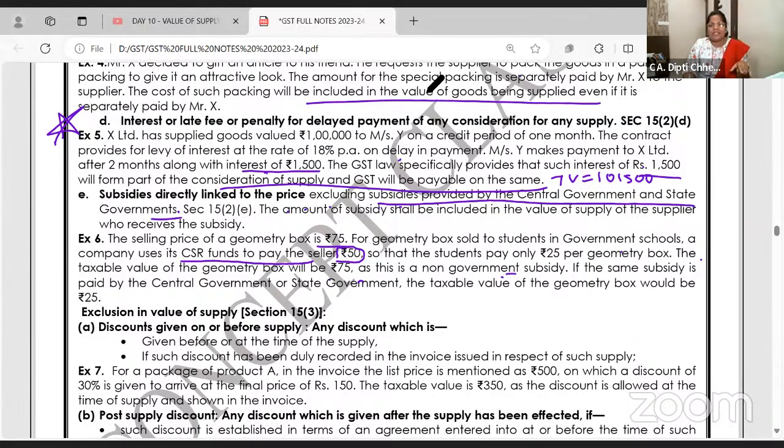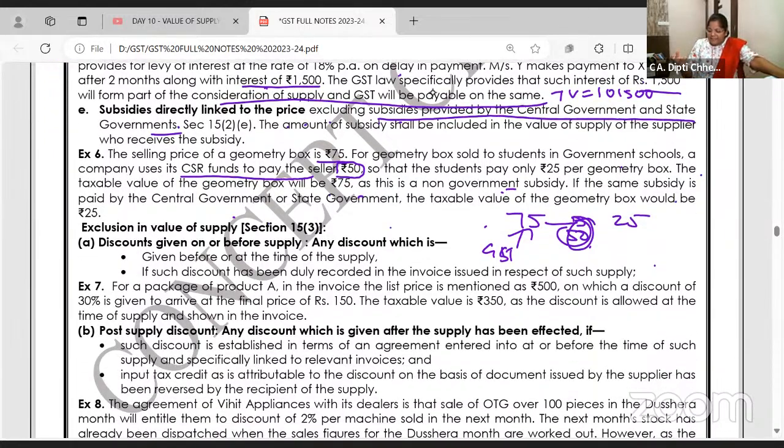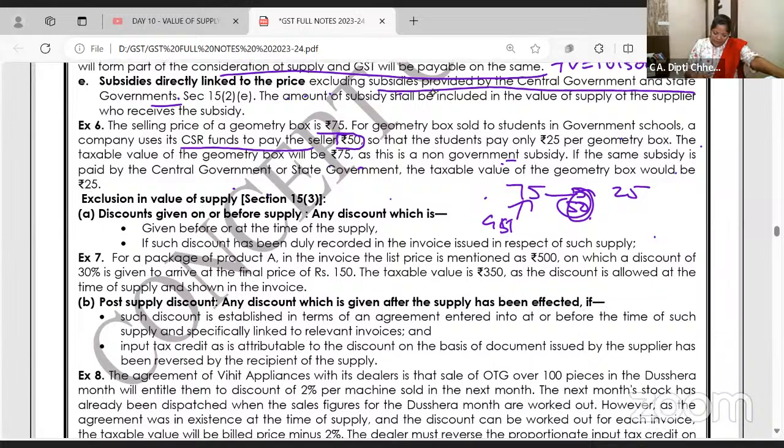Who gave the subsidy, dear student? Company. Company says the 75 rupees geometry box you give to students at 25, 50 rupees we will fund through our CSR fund, corporate social responsibility fund. But this is a private fund. So the question is, GST should be charged on 75, not 25. 75. If the same subsidy is paid by the central government or the state government, then it will be 25. Are my examples clear? I made you write some examples in your notebook. Few we are doing here.